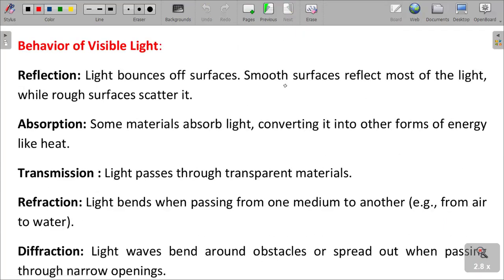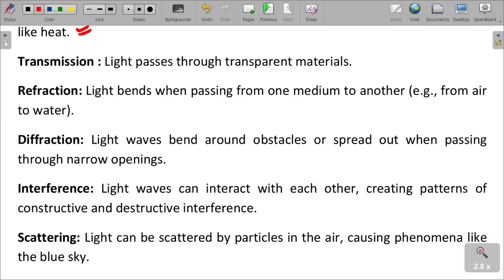And then the behavior of visible light. Reflection: light bounces off surfaces. Smooth surfaces reflect most of the light, while rough surfaces scatter it. That is one behavior. Absorption: some materials absorb light, converting it into other forms of energy like heat. These are the behaviors.